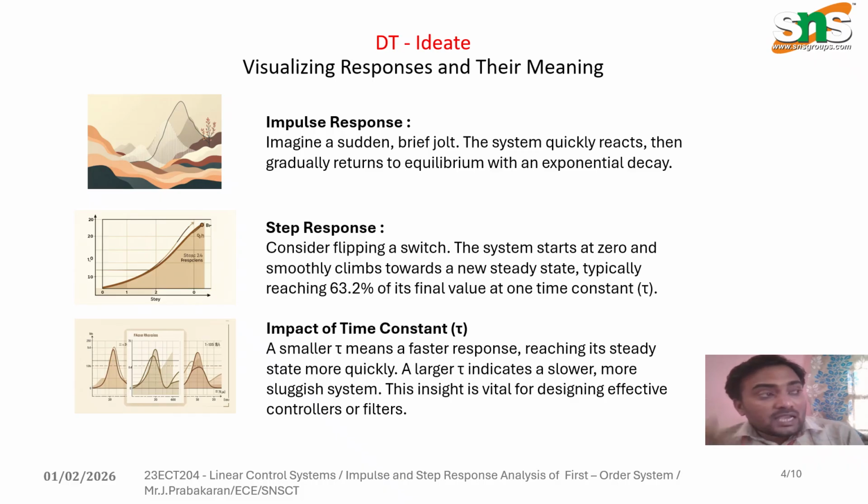At time equal to tau, the system reaches about 63.2% of its final value. If tau is small, the system responds faster. If tau is large, the system responds slowly. This concept is very important in system design.